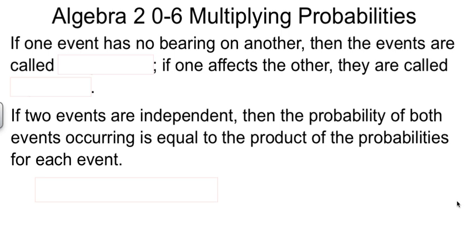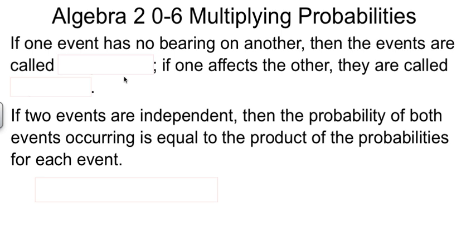This is Algebra 2, Chapter 0, Section 6, in which we are multiplying probabilities. This is different from what we did last time where we were adding probabilities. This time we are looking at multiplying things that are going on. Before we start that, we need to know about the different kinds of events we're looking at.